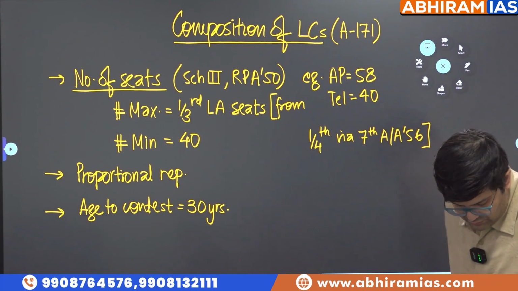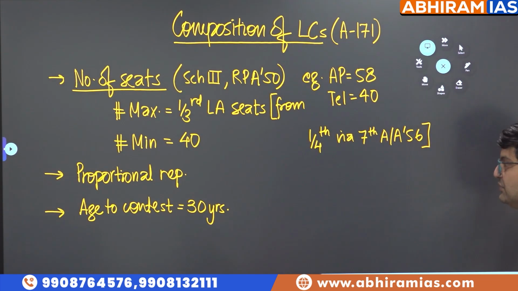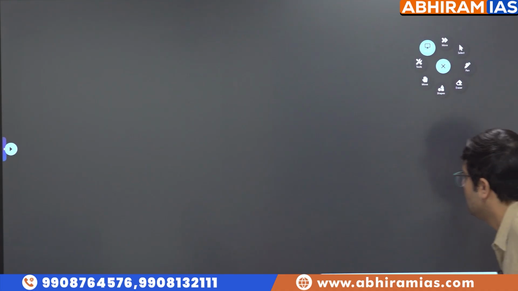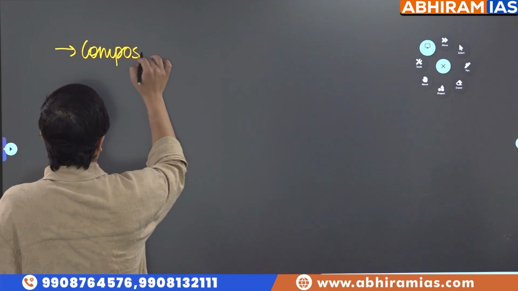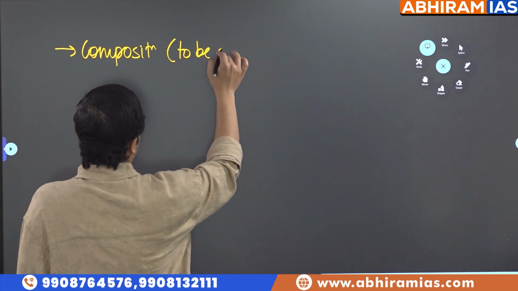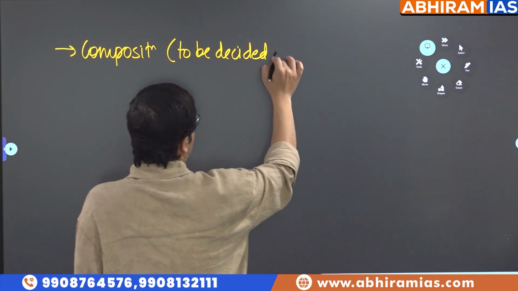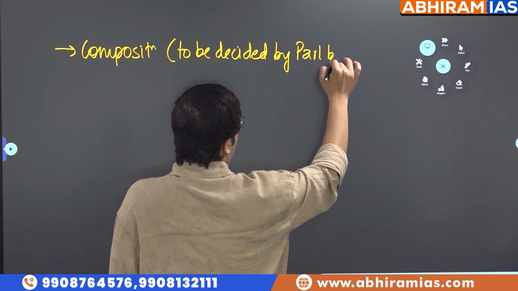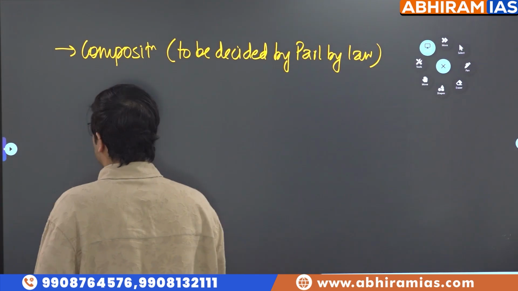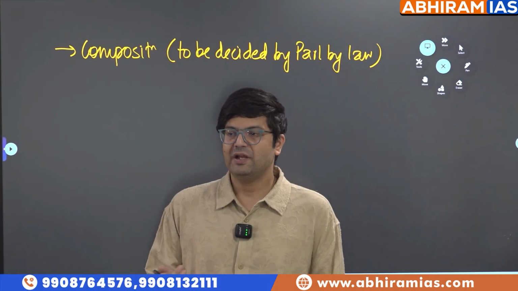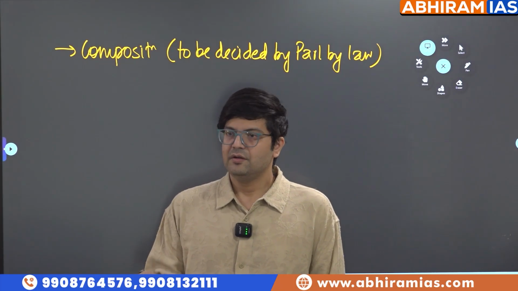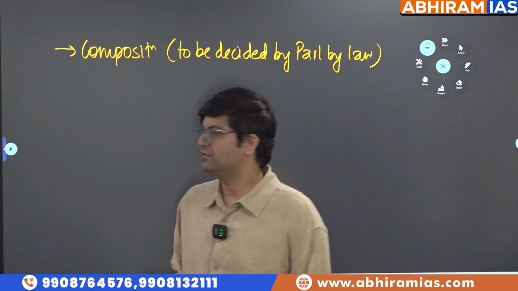Now let's come to the composition. Should we proceed? Okay, great. Now below that write composition. And composition to be decided by Parliament by law. So what has happened here is 1/3 seats come from voting by MLAs. MLAs of your state will vote and choose 1/3 members of council.